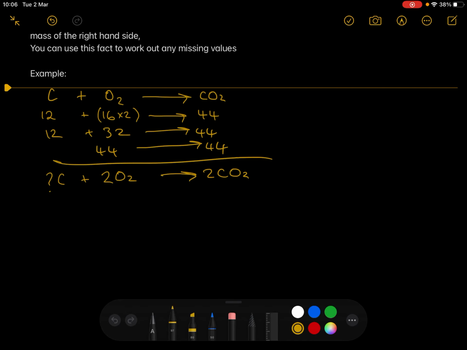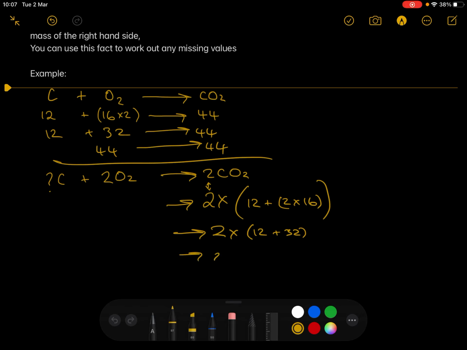And this is the next example here underneath. This is me using it to work out missing values. Now, I know if you just look at the equation above, you'll be like, oh my God, I know the answer. But you might not have the equation above. So this is a way of working it out. What I'm going to start with is the right-hand side. I've got 2 lots of carbon, which is 12, plus 2 times 16. That big 2 is the same as 2 lots of everything in there. So 2 times 12 plus 32, 2 times 44, which is 88. So on the right-hand side, it's 88.